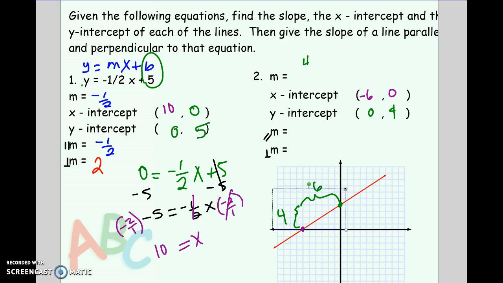So my slope is 4 over 6, which reduces to 2 over 3, which means my parallel slope is exactly the same. And my perpendicular slope is going to be the opposite, so negative, reciprocal of that number. Negative 3 over 2.